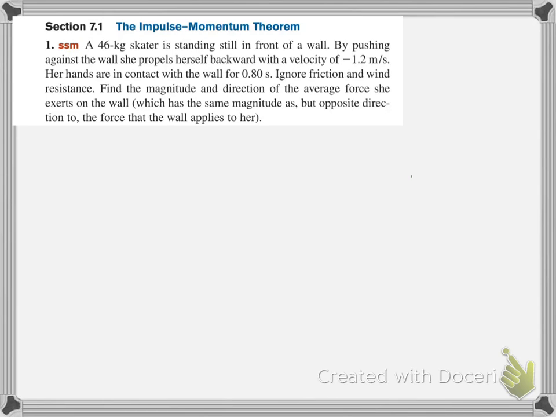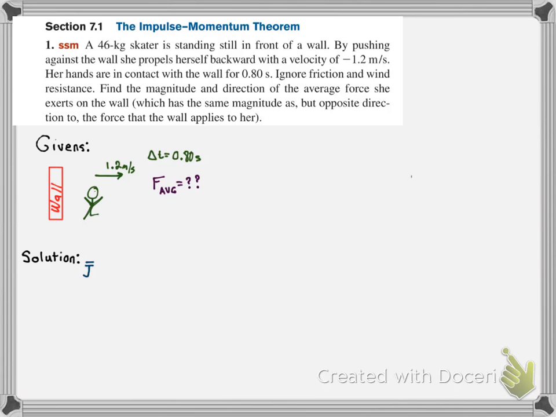So let's look at this problem first. It says a 46 kilogram skater, they tell you the mass of the skater, is pushing off against the wall, which propels her backwards, and they give you the velocity that is experienced because of that push. They also tell you how long the wall is in contact with the person when they're pushing. So our givens are the velocity and the time, and the average force felt is what we're trying to calculate. So for this, we'd use our impulse momentum theorem.